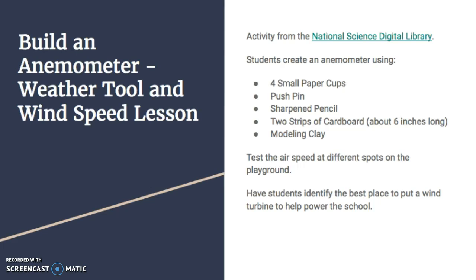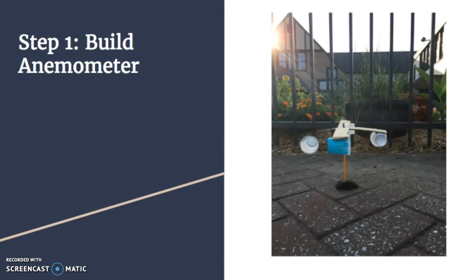And the goal of building this anemometer is to use it to test the airspeed at different spots on the playground. And then the reason why they're testing the different airspeeds around the playground is because the goal would be to put a wind turbine on the school playground so that we can have a cleaner energy source right on our school's campus. So the first step was to build the anemometer.